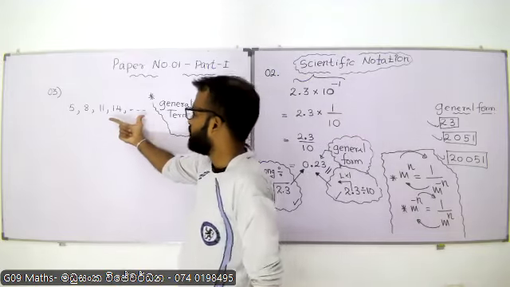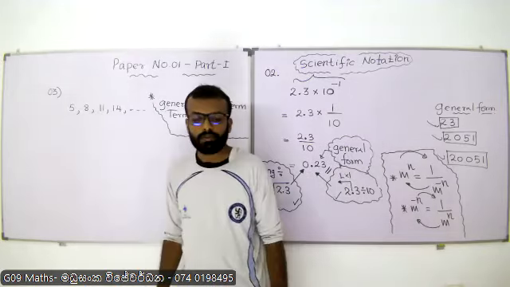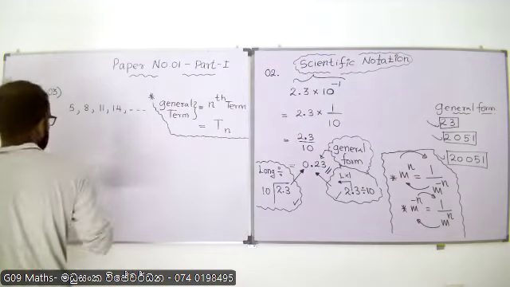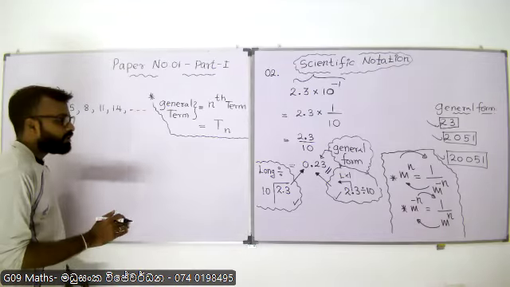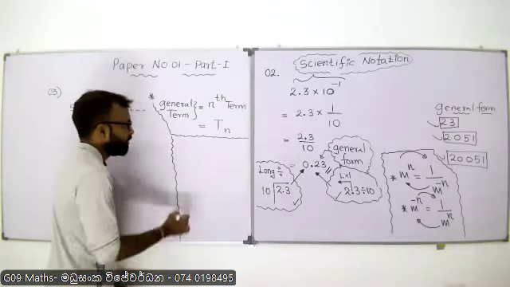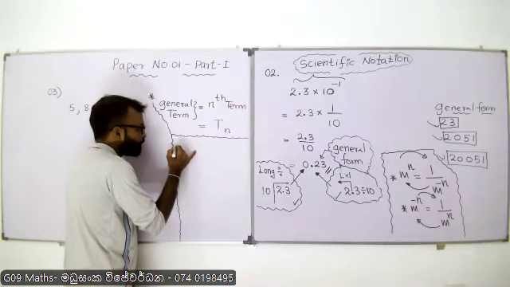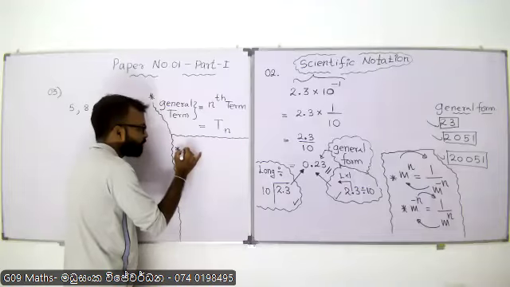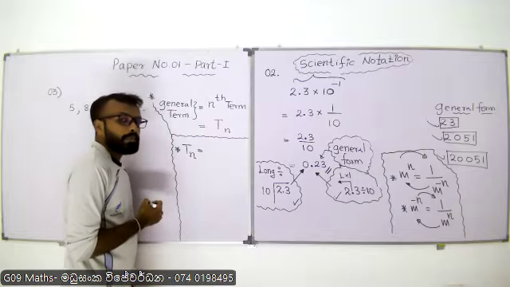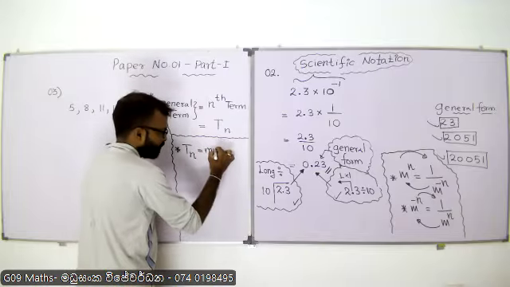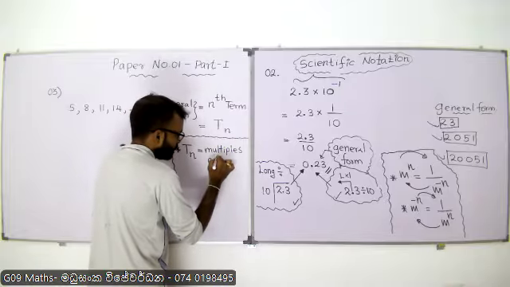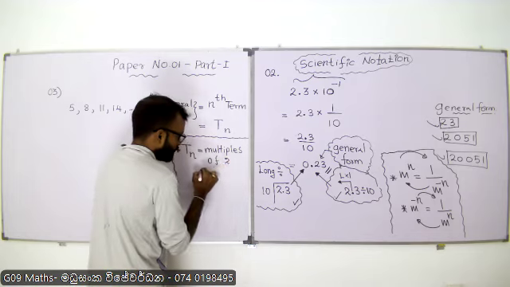So this is your number pattern that they have given. How to find the general term? Look at it. I will tell you something first before finding the general term. What is the general term of multiples of 2? Can anyone tell me?